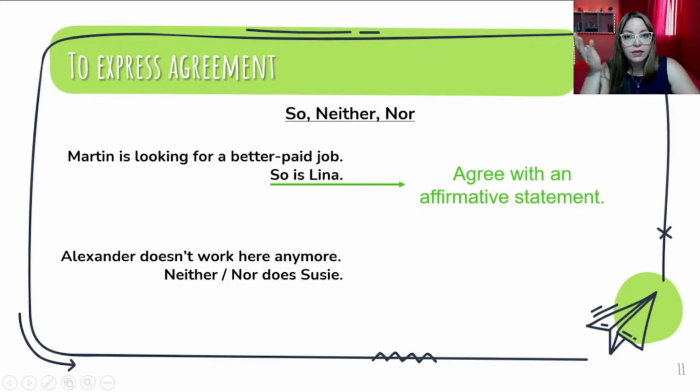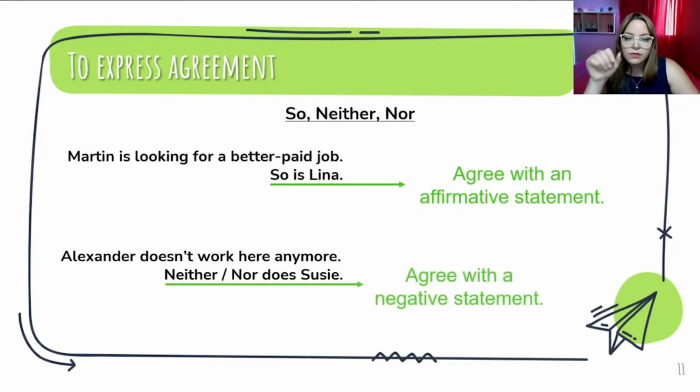Looking at the following example, we have Alexander doesn't work here anymore. Neither or nor does Susie. In this phrase, we can see an agreement, but in this case, with a negative statement. Why? Because we are saying that Alexander and Susie, they both don't work in that place anymore. So Alexander doesn't work here anymore, neither does Susie, or nor does Susie.